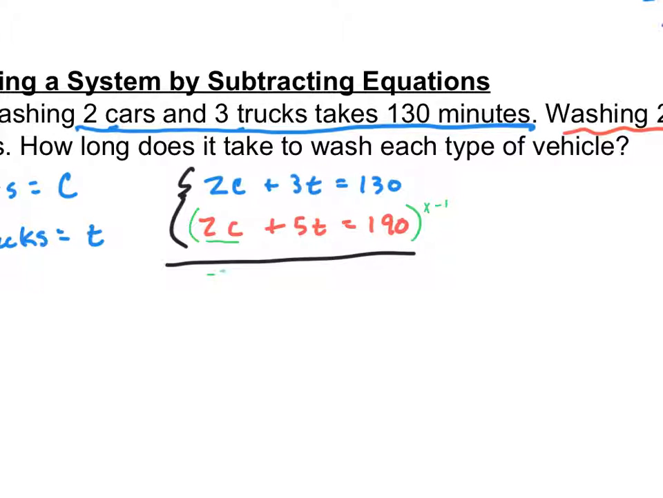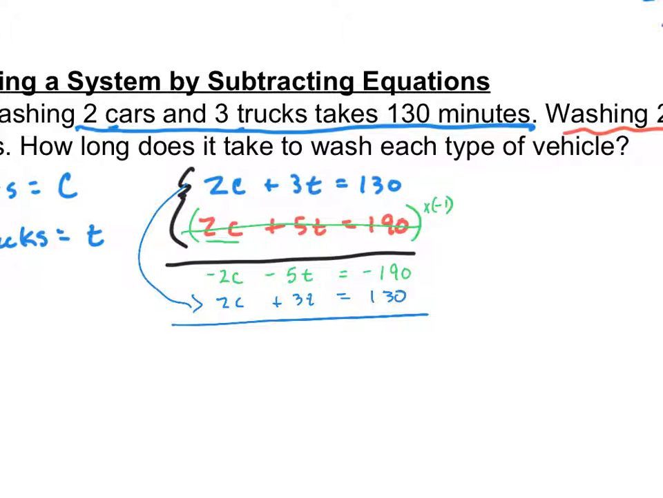So if I multiply 2C by -1, I have -2C. 5T times -1 is going to be minus 5T. And that is going to be equal to -190 when I multiply 190 times -1. Now I'm going to bring this equation down here just to where it's a little bit easier to see. Now I can do some combinations because my 2C minus 2C is going to cancel out, and then this is going to carry down.